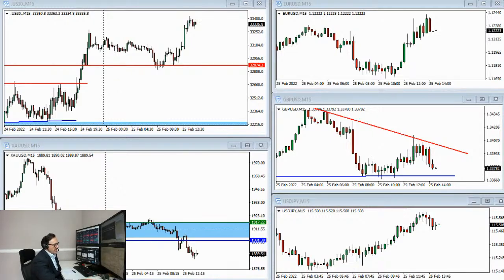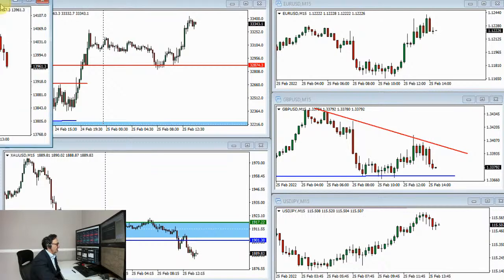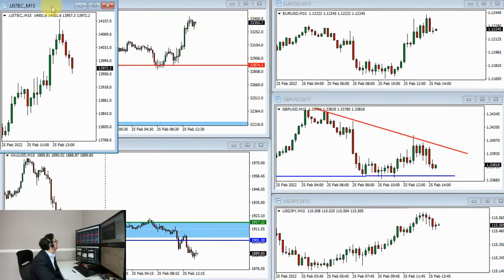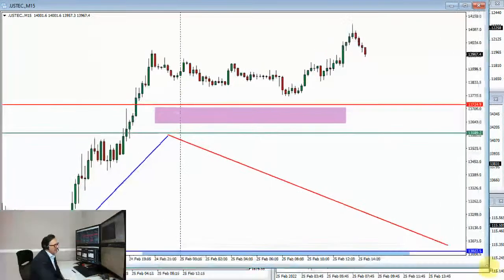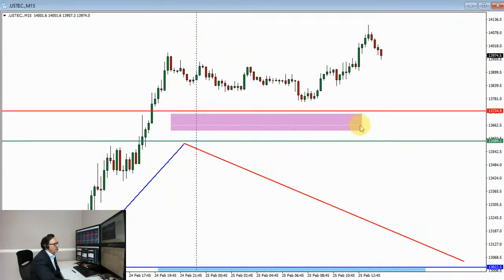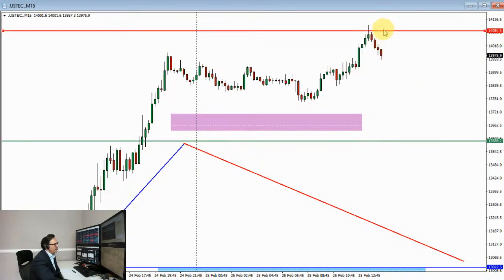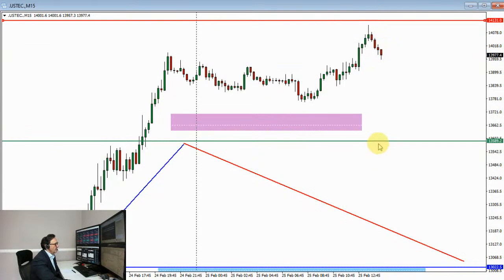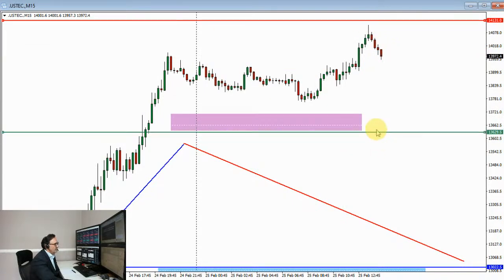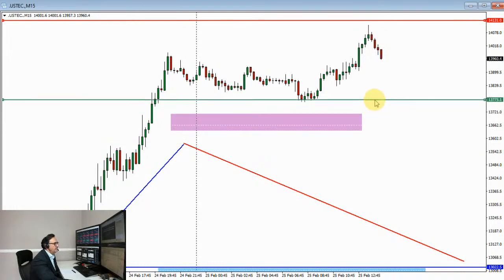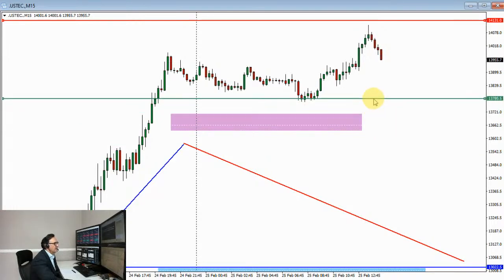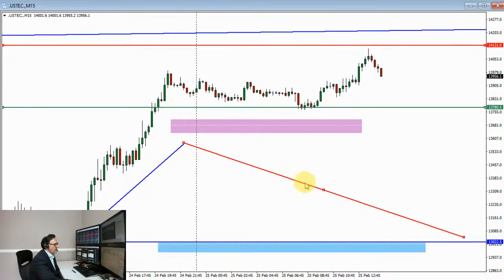The last thing that I wanted to show you was actually Nasdaq, because Nasdaq was coming up to a level which could be of interest. Now let me just show you what I mean by that. So the level is 13,780. So this area here would be of interest to me.